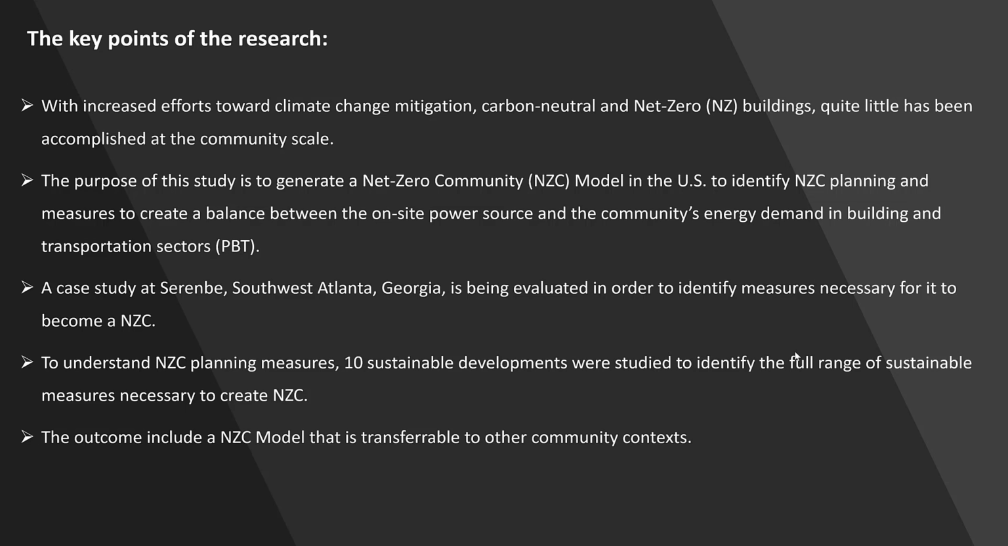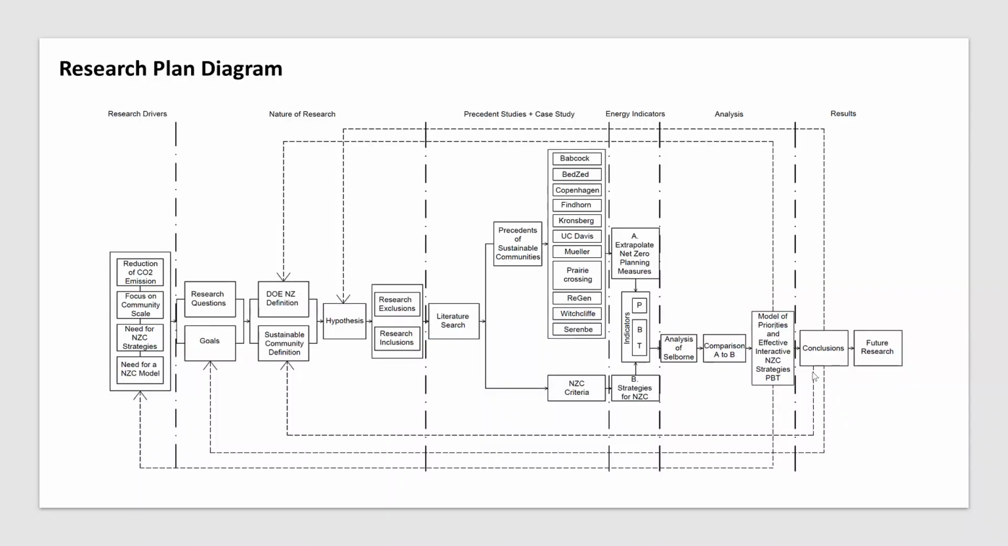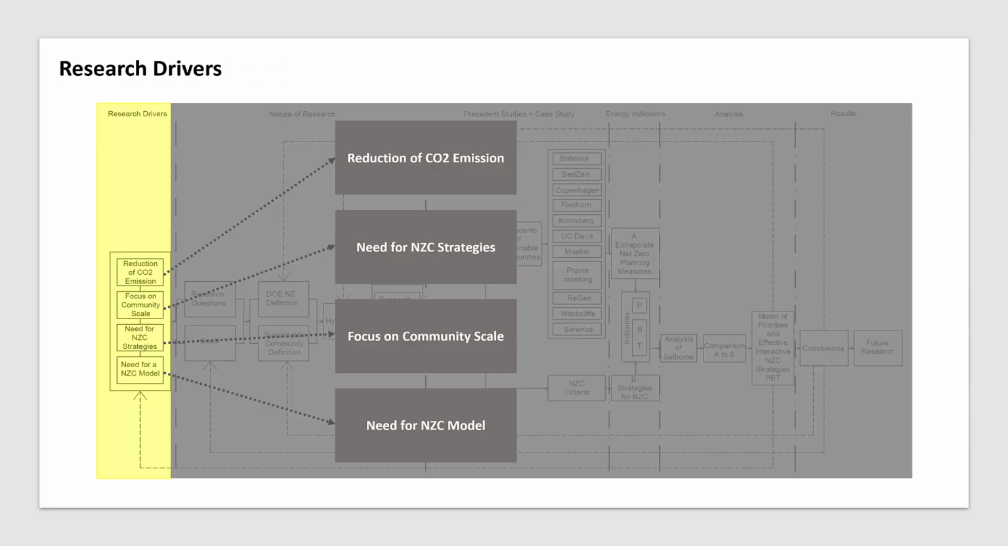The purpose of my study is to generate a net zero community model in the US and to identify net zero community planning. To do that, I'm considering a case study and also looking at several precedent studies in order to extrapolate their main energy indicators and to create a model. The outcome will be a net zero community model that is transferable to other community contexts. Here is the research plan diagram that we will go through together.